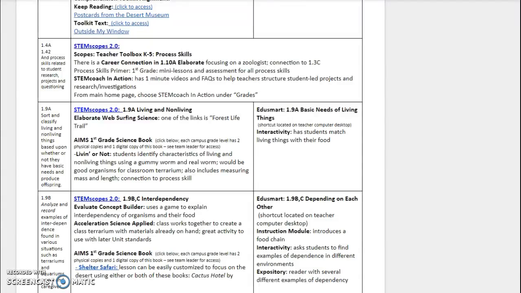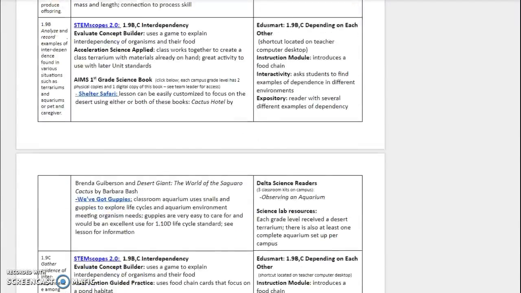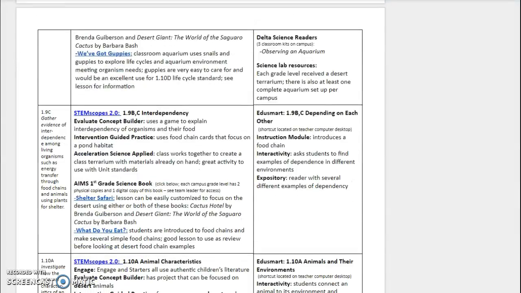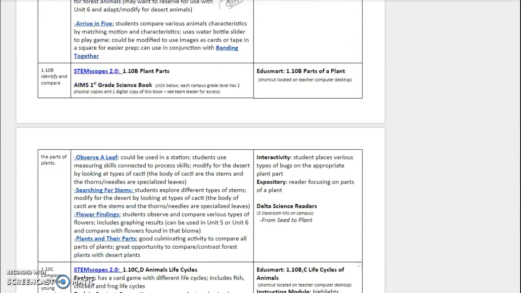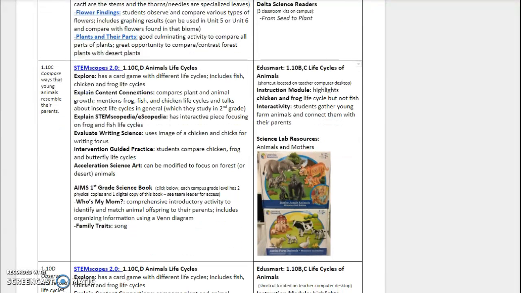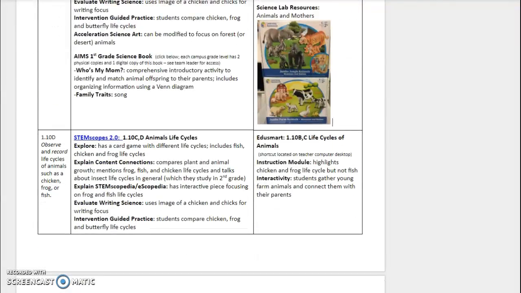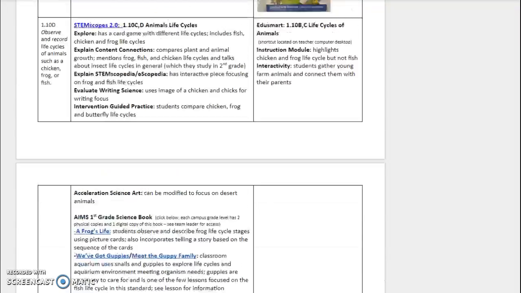A couple of the other things I wanted to make sure you knew about, excuse my scrolling here, are a couple of new resources that we have in the science lab for 1.10C. That's where we look at comparing young animals and their parents. There are actually two sets of animals, one on the farm and one in the jungle, that are mothers and their babies. So I want to make sure that you look over here on the resources page so that we can use those if we need to.